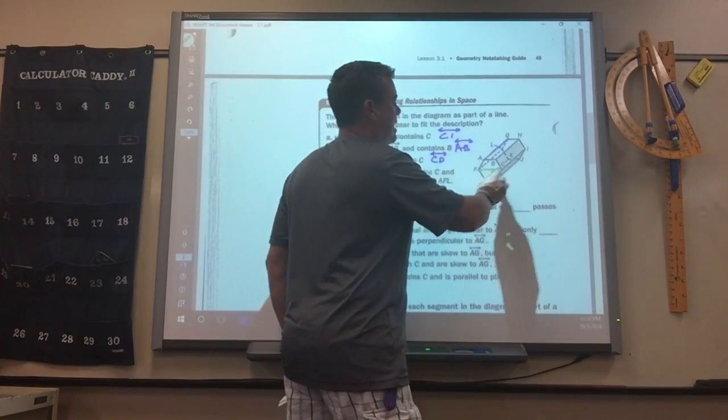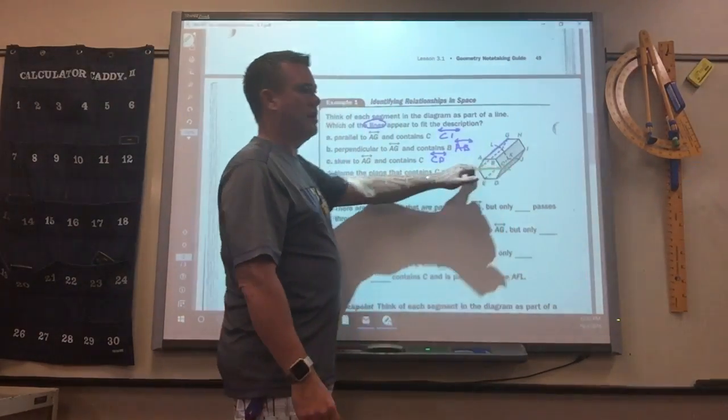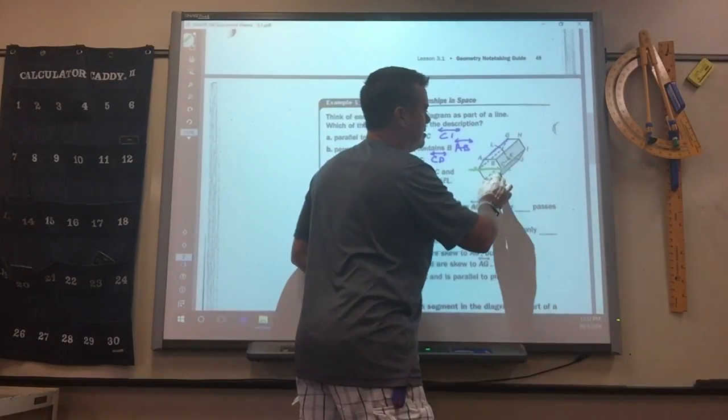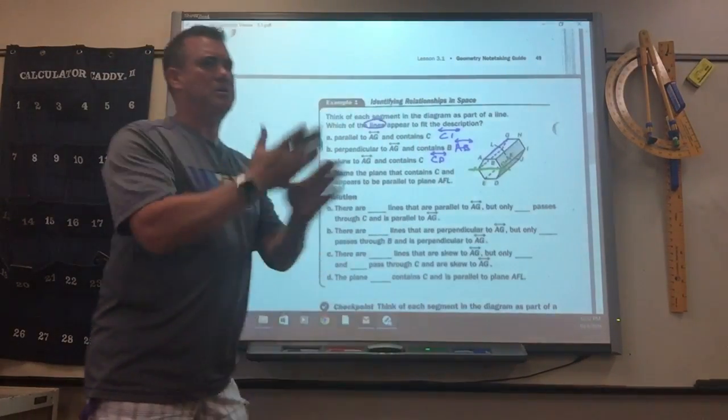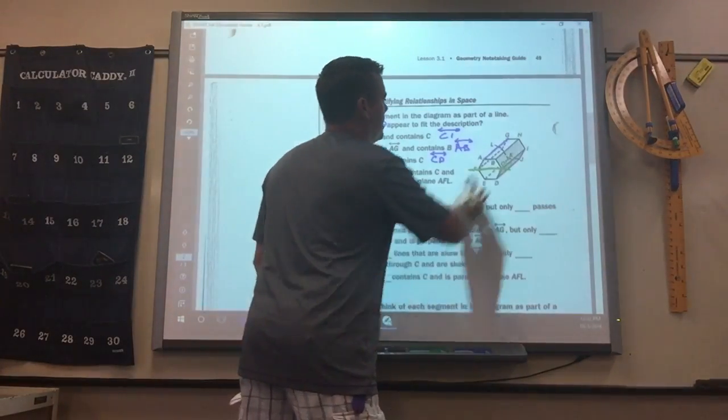I could say CF. Even though there's no line drawn there, it still would represent a line. Or I could use CK, because that would never intersect, but they don't run parallel. Oh, yeah. So there's many different answers for that one.